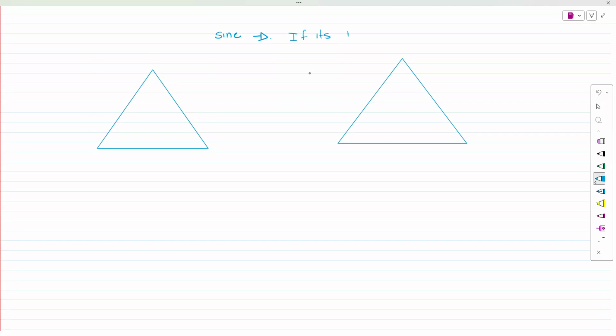If it's not cosine, it's sine. That's just the way I think of it. So, guys, if it's not cosine, automatically it's sine. So look at this.